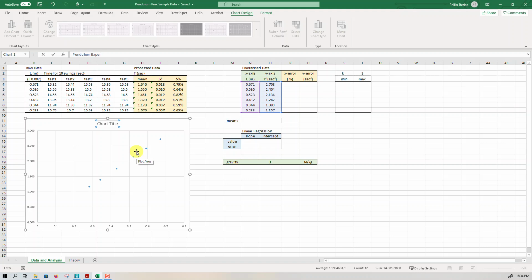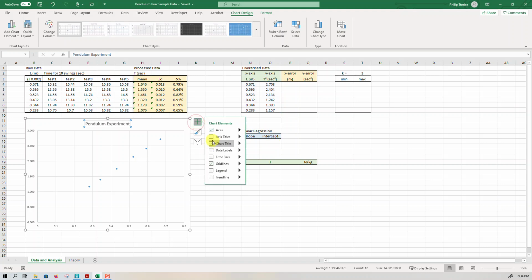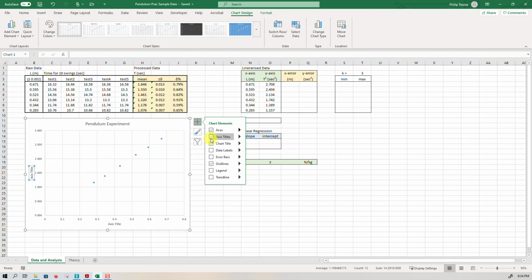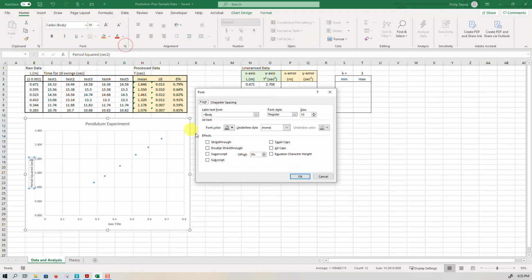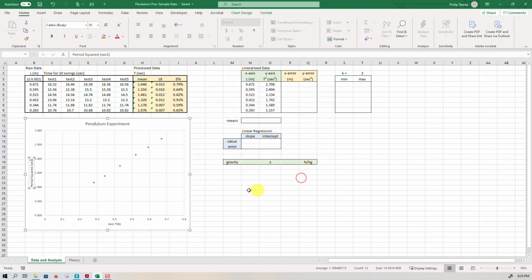This was the pendulum experiment. So we'll give it a title. Add in some axis titles. The vertical axis was the period squared, and the units would be seconds squared. Now if I click here, highlight just the 2 from the Home tab, I can make that a superscript. So it looks like a proper squared. Down here we had the length of the pendulum, measured in meters, nice and straightforward.